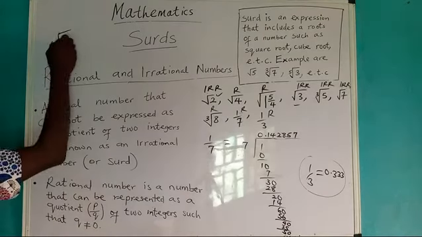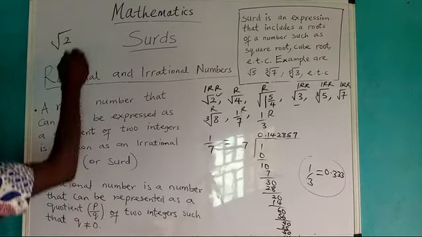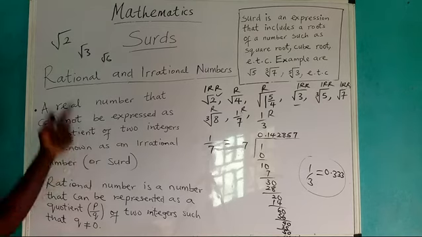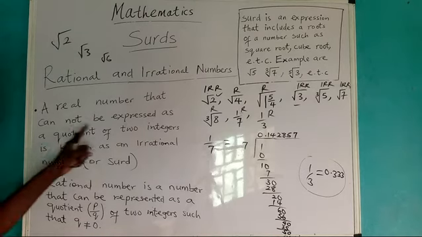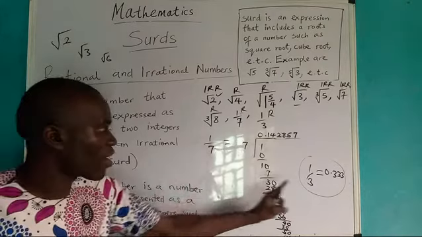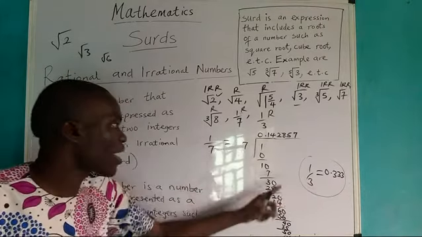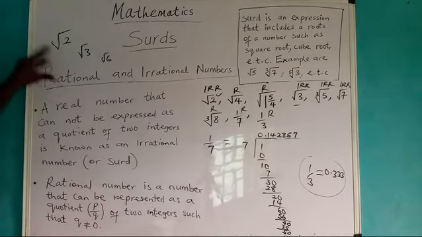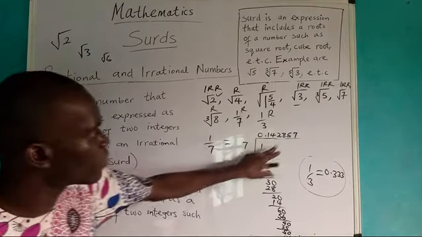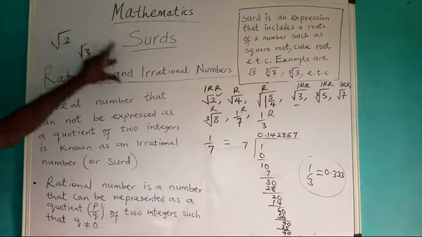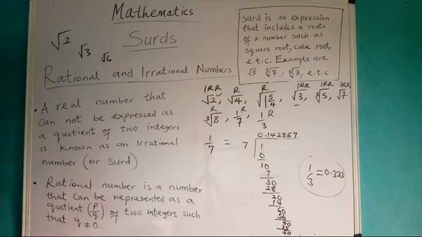It can be the square root of 2, it can be the square root of 3, it can be the square root of 6. As far as the number cannot be expressed in form of a fraction or a decimal, whether repeating or recurring, we are going to regard them as surds, and we are going to be dealing with them in this course of teaching.